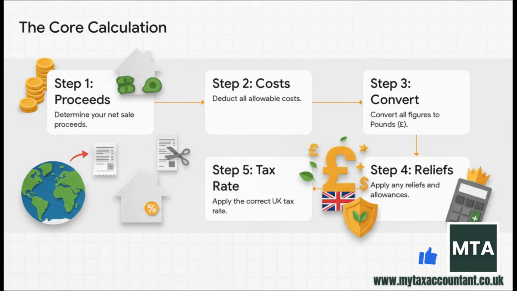The whole calculation really boils down to these 5 simple steps. Think of it like a recipe. First, you figure out what you got from the sale. Second, you subtract all the costs you're allowed to, like what you originally paid for it and any money you spent on improvements. Third, and this is absolutely crucial for overseas property, you have to convert everything into pounds sterling. Fourth, you knock off any reliefs or allowances you can claim. And finally, you apply the right tax rate to whatever is left.